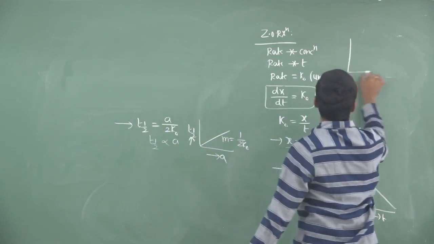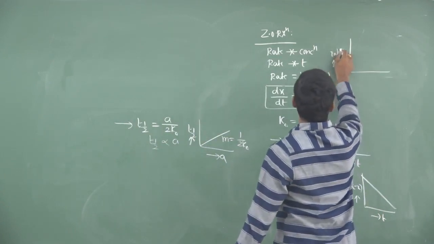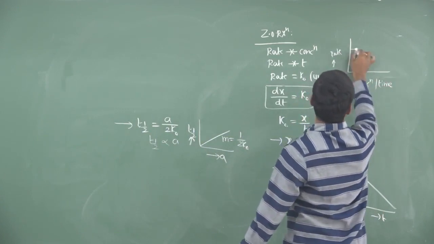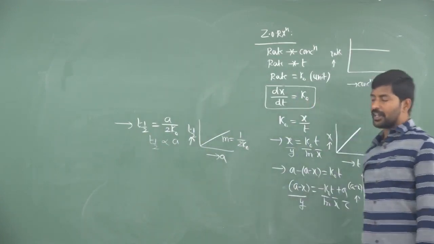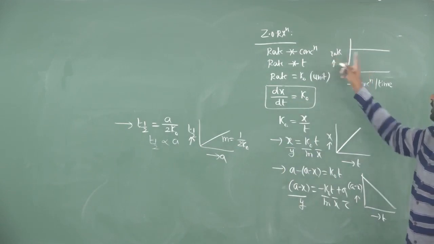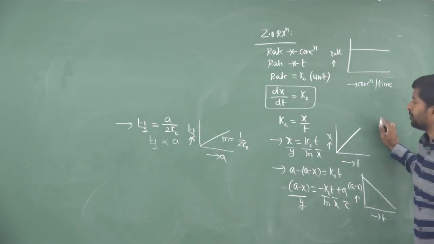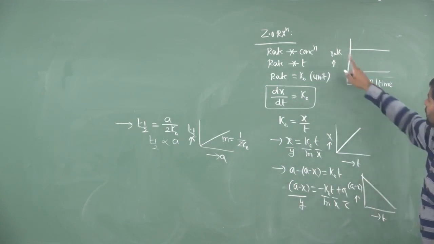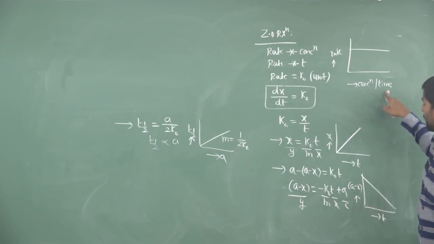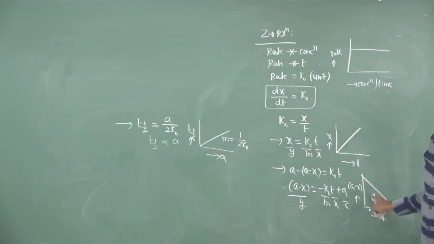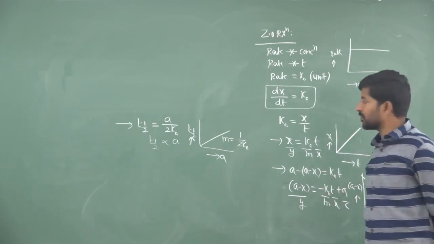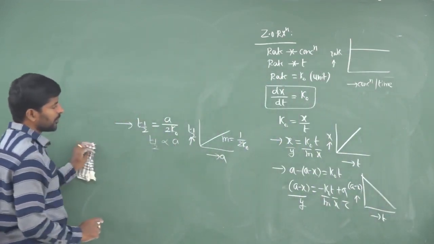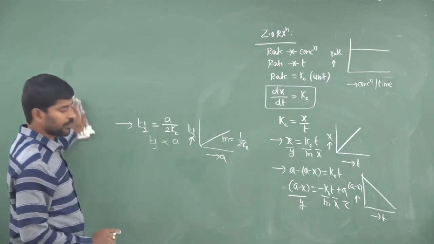If you plot a graph between rate versus concentration or time, what will we get? We will get a straight line parallel to x-axis. Rate is independent of concentration, rate is independent of time. Next, these two are important: product concentration versus time, reactant concentration versus time. Okay. These are some equations we have to remember for zero order reaction.